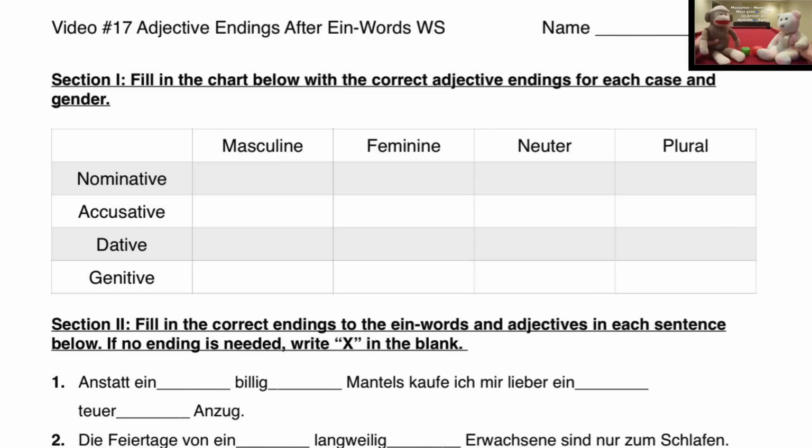Hi everybody. Today we're going to be continuing our series on adjective endings in the German language. Today we're talking about adjectives after ein-words, or indefinite articles.